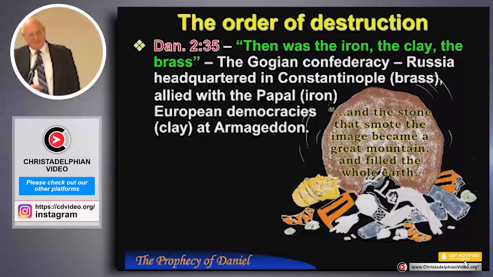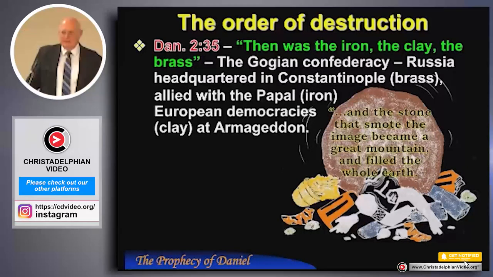So you see what this is telling us is that there's an order in the destruction of the image. And that's going to take 40 years to complete. But there's an order in which it is done. So the first powers to be destroyed are described here as iron, clay, and brass. What's the brass represent? Greek, isn't it? That's where the headquarters of the invasion came from, Constantinople, coming down through Turkey.